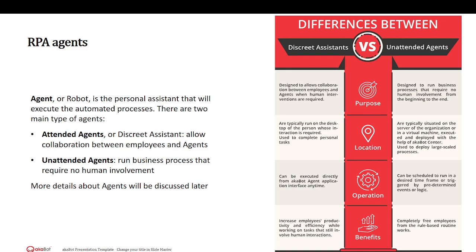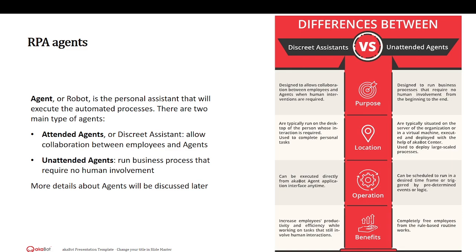So now please understand about the RPA agent. Agent or robot is the personal assistant that will execute the automated process. There are two main types of agent: attended agents and unattended agents. The difference between the two, I will tell you in terms of purpose, location, and operation. Attended agents also need human intervention. Unattended agents are free of human effort from the beginning to the end of the process.